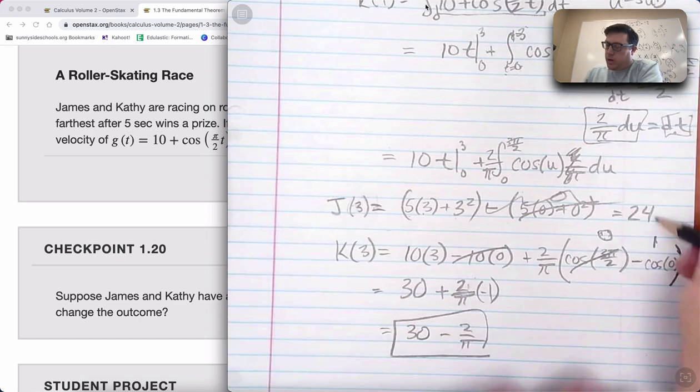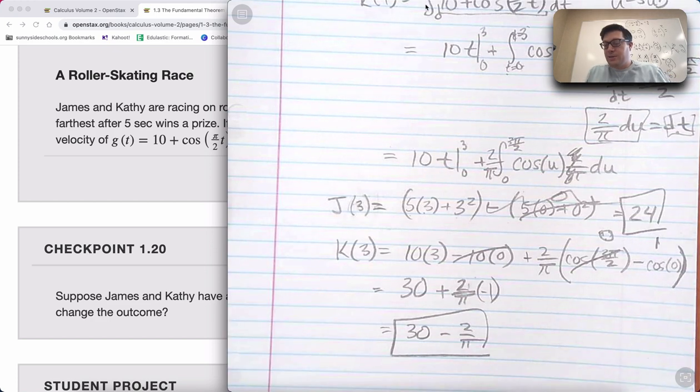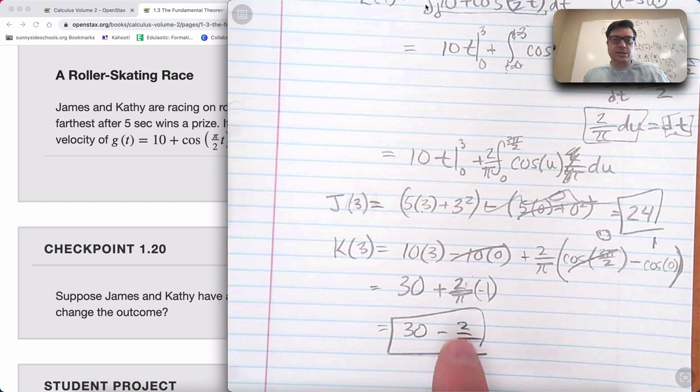So which is more? The distance James travels in 3 seconds on his roller skates, or the distance Kathy travels in 3 seconds on her roller skates? It seems like it's probably going to be Kathy's distance, but let's get some decimals.